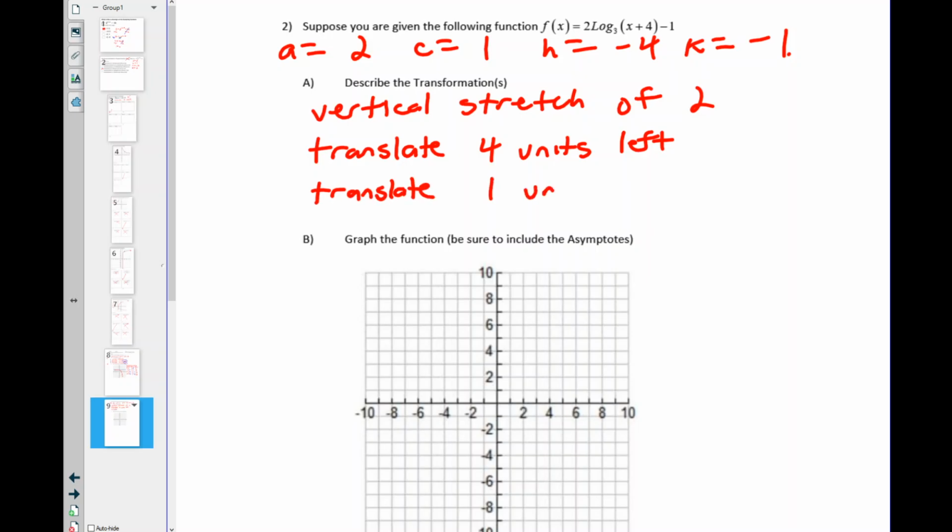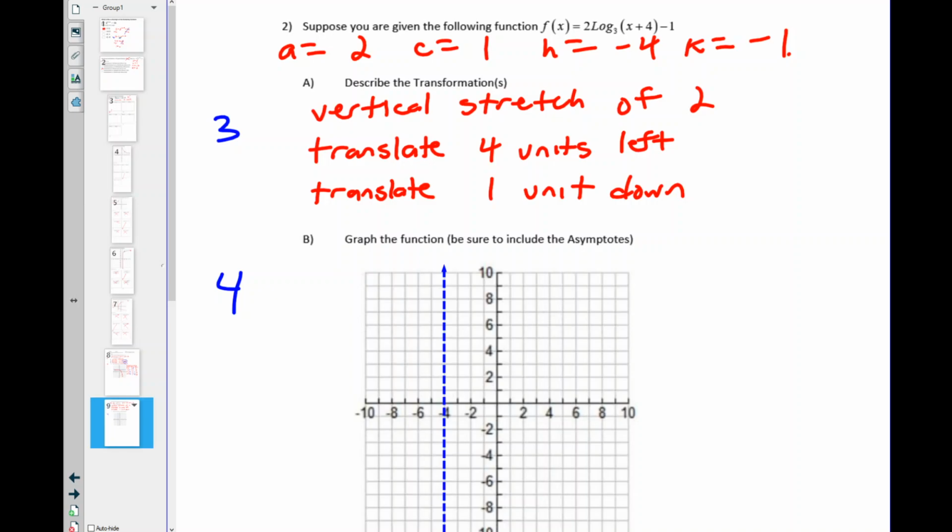Translate 1 unit down. So those are your 3 points there. Okay. So depending on what you put there, the maximum was 3 points. The maximum here was 4 points. Again, you got what should have been a freebie, as long as you know that logarithmics have a vertical asymptote. If you correctly put that vertical asymptote here at -4, that was 1 point. If you did nothing else, that was just 1 point just by doing that.